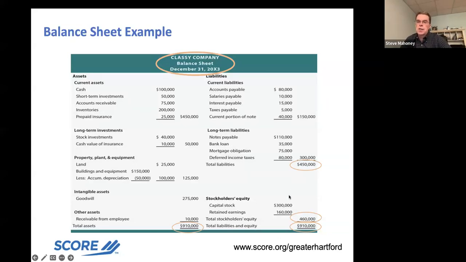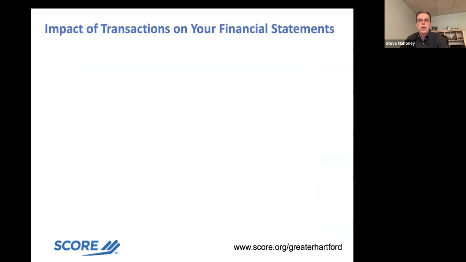Down at the bottom, you've got stockholders' equity or shareholders' equity, capital stock. This is money you've put in minus money you've taken out. Retained earnings, that's your accumulated profit over time, all the money you've earned over time. So those three components of equity are captured in this bottom section here. So the next slide, I'm going to walk you through pretty quickly, and we're coming to the end of our prepared section here. Hey, Steve.